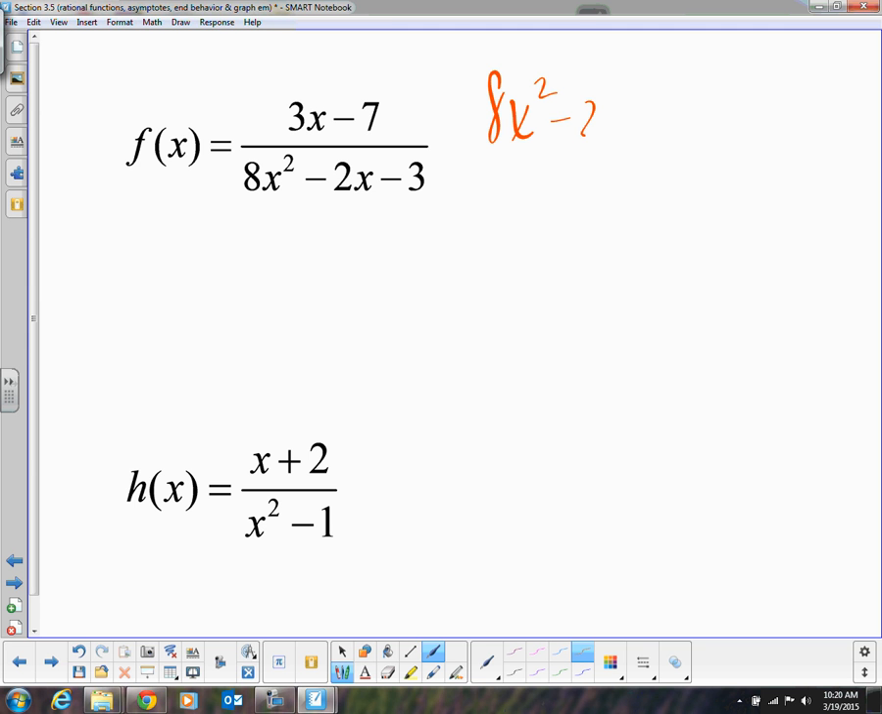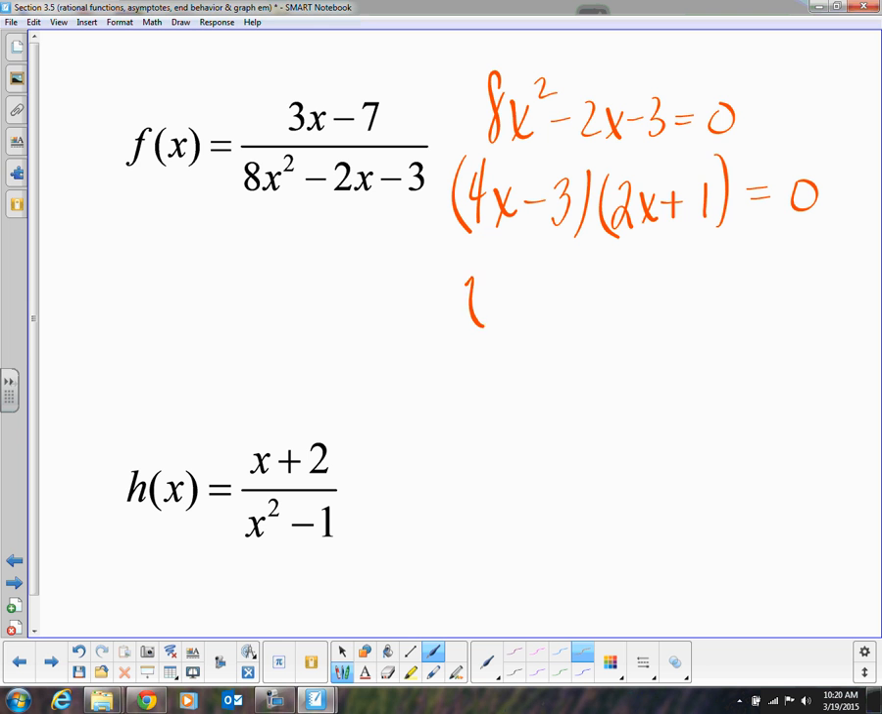8x squared minus 2x minus 3 equals 0. What are we going to do? Back to that. I'm thinking 4x, 2x. But now what are we going to do? I need 2 in the middle. -3. So that gives me -6, positive 4, which gives me -2. x equals 3/4 and x equals what? -1/2.